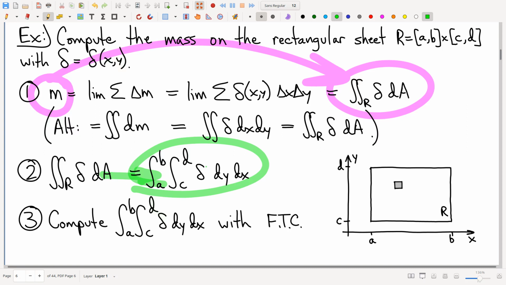Because it's rectangular, right? We could do that. It's because area is both height times width and width times height. Okay. It just really doesn't matter.